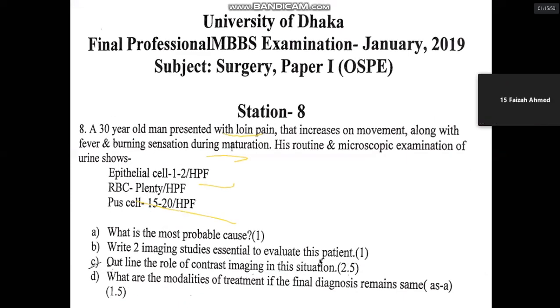Here is another scenario. A 30 years old man presented with loin pain that increases on movement, along with fever and burning sensation during micturition. His routine and microscopic examination of urine shows these things. What is the most probable cause?